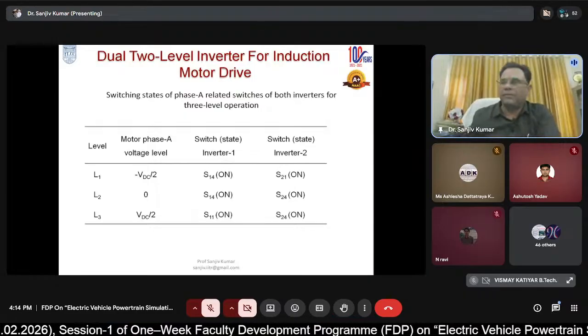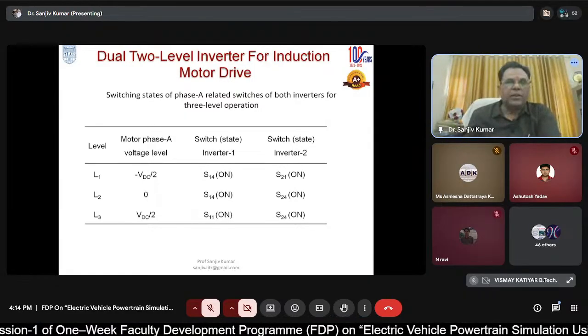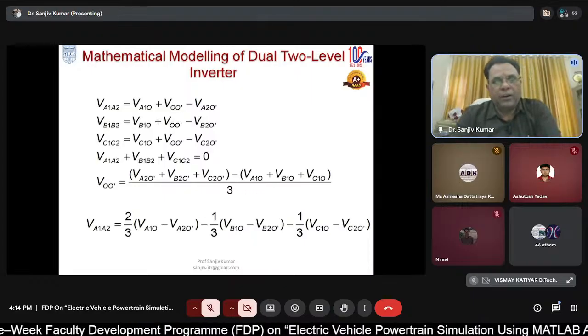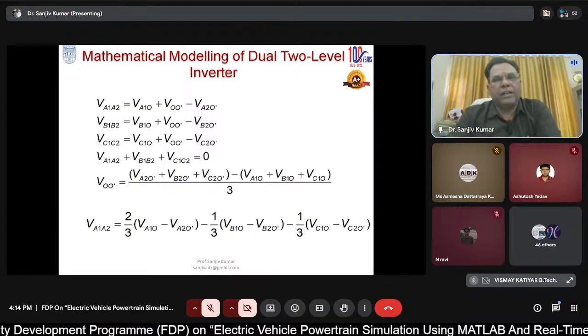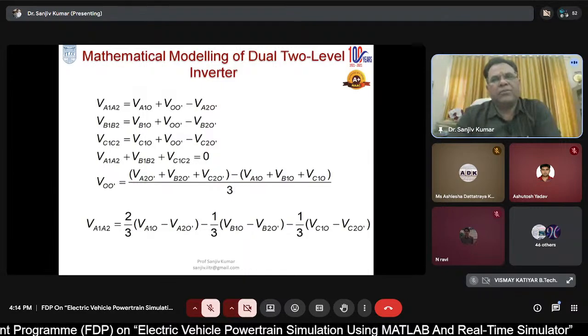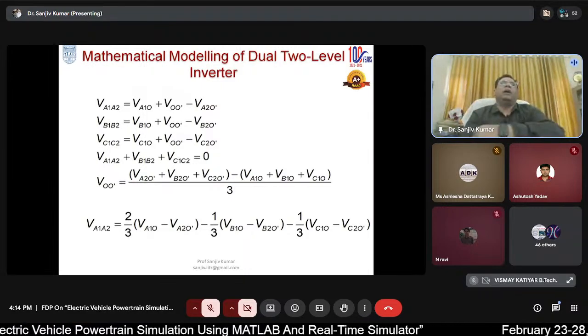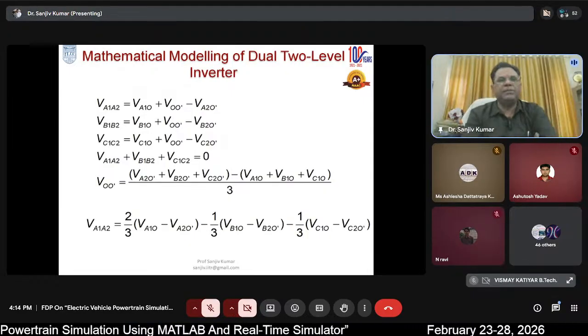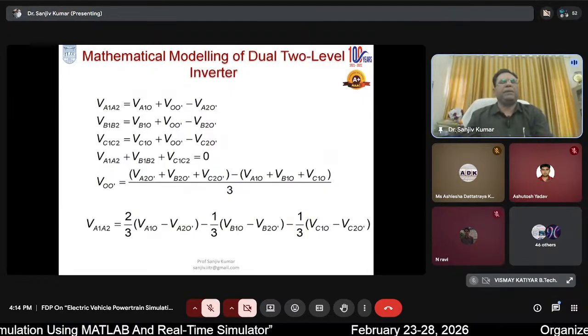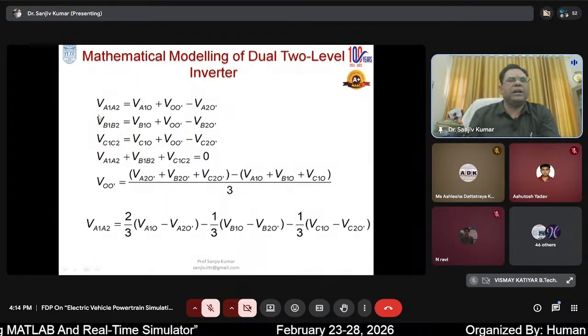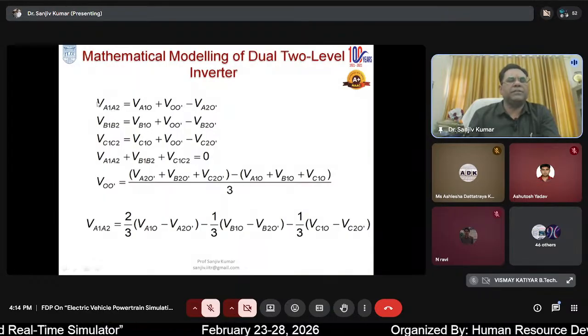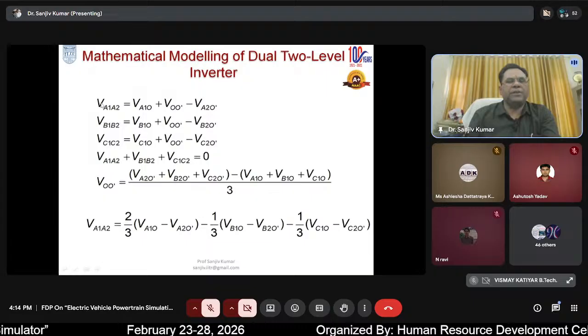This is the switching table given, right? Now, if we talk about the mathematical modeling of the dual two-level inverter, it is called dual two-level because we are using two inverters. That is why the name is given. Simply, by applying the KVL, you can calculate the voltage VA1A2, which is the phase voltage.